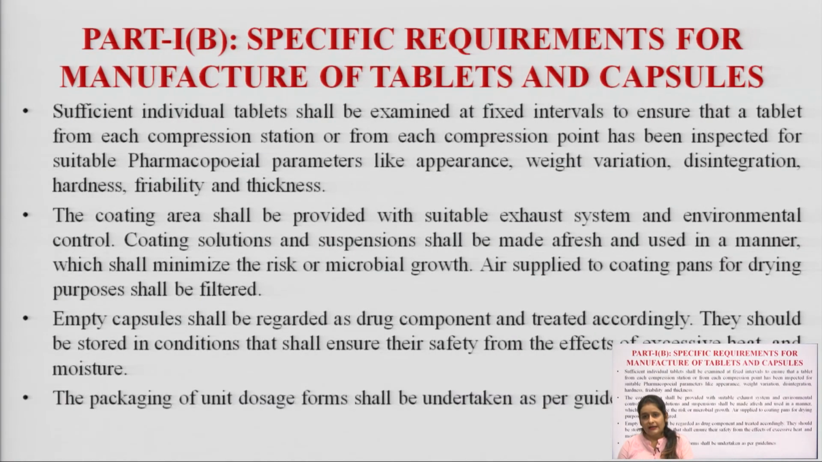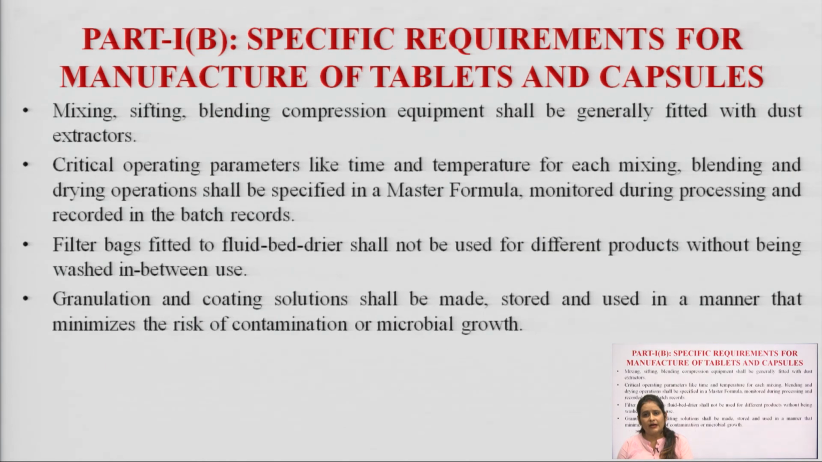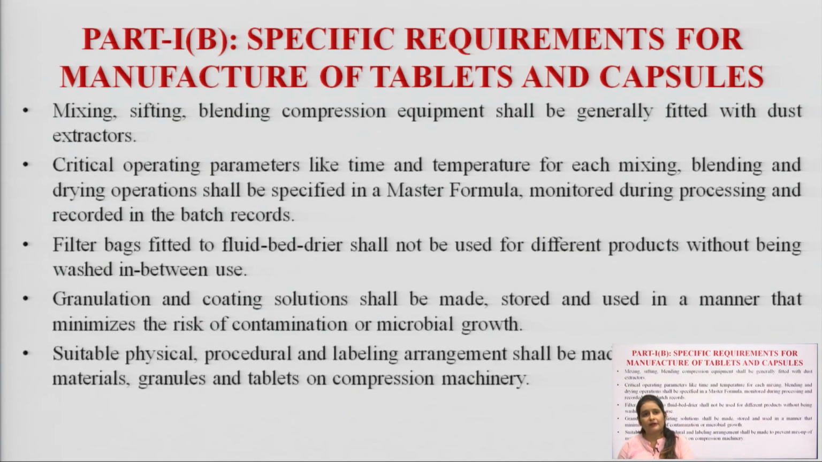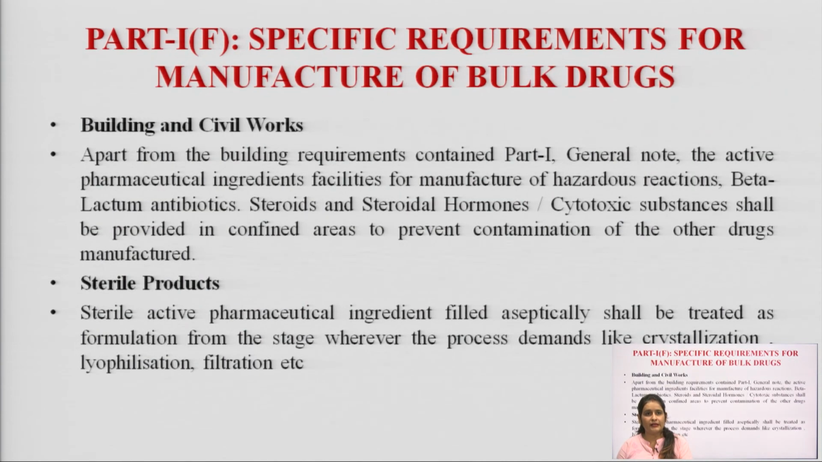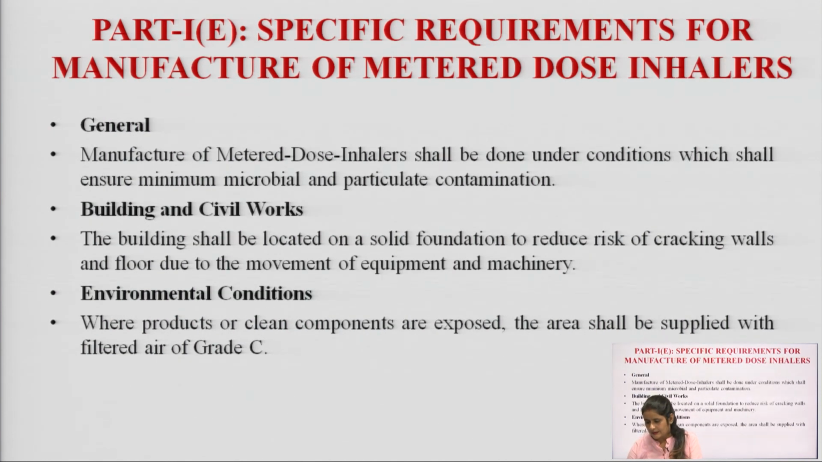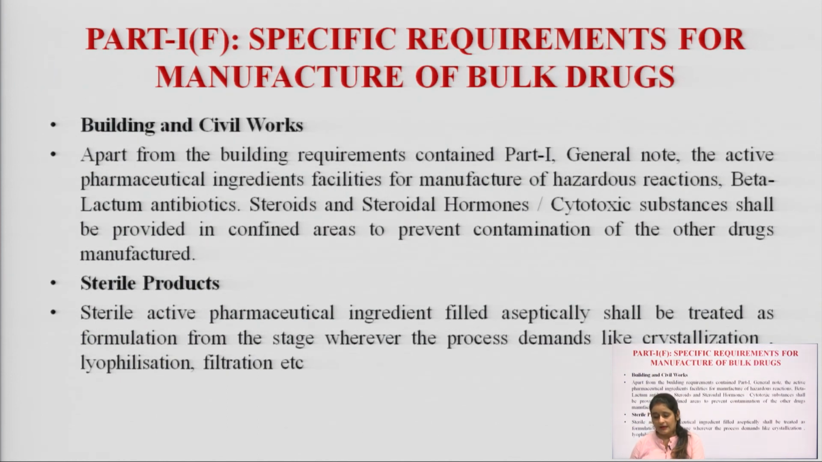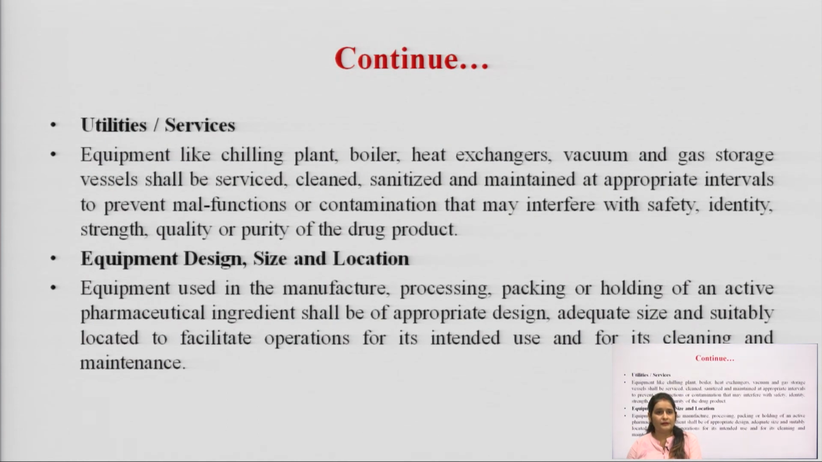So, again I will summarize. We have discussed part 1A, part 1B, part 1C, part 1D, part 1E and part 1F. A consists of sterile products, B consists of solid dosage forms, C consists of liquid dosage forms, D consists of external preparations, E consists of metered dose inhalers and F consists of manufacture of bulk drugs.